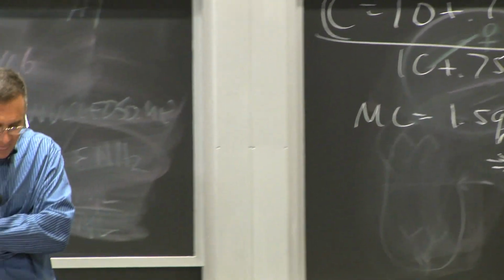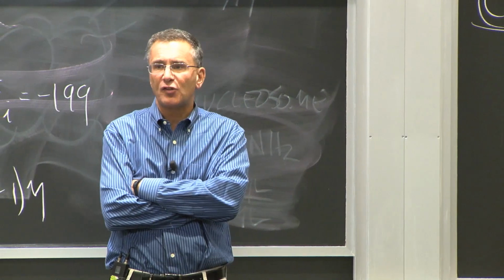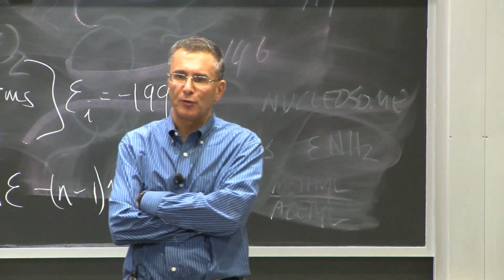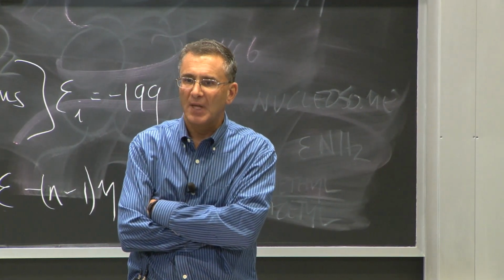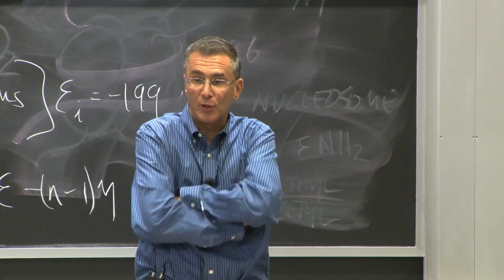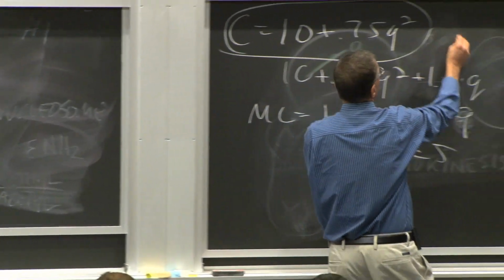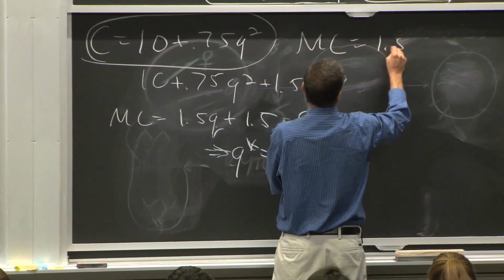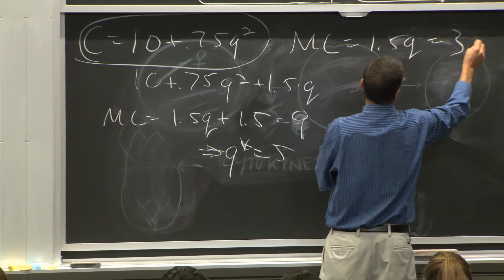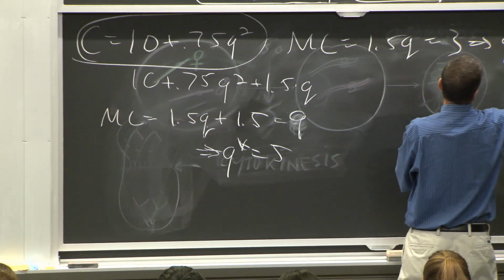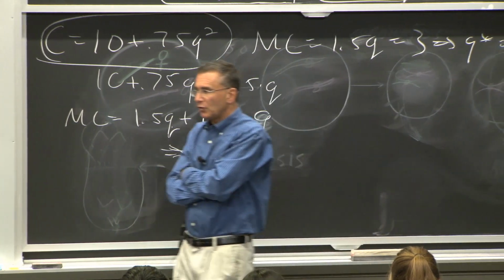Now, if the price is 3, how many units should you produce? At the old cost curve. If the price is 3, how many units should you produce? 2. Because remember, marginal cost, which is 1.5 Q, equals 3. So Q star equals 2. You should produce 2 units.